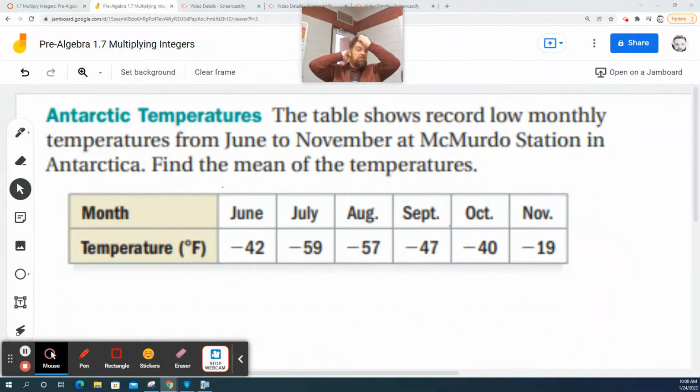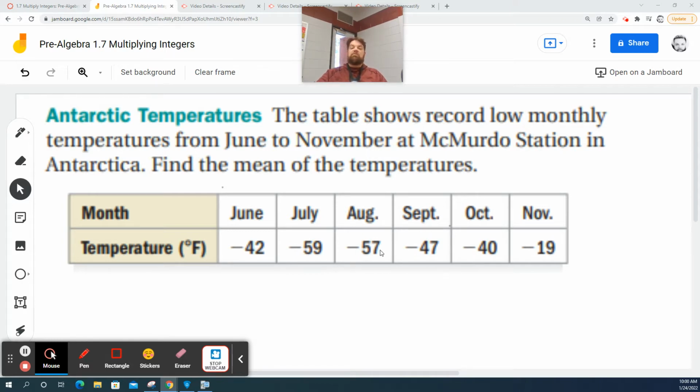All right, so below here we have a table that shows the record low monthly temperatures from June to November at the McMurdo station in Antarctica. I'm not sure if that's how you pronounce that. And it says find the mean of the temperatures.